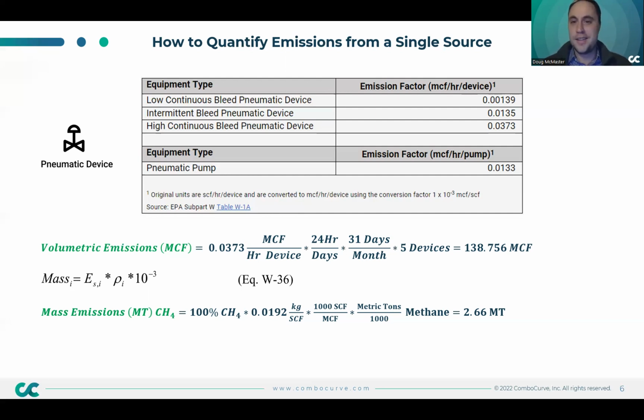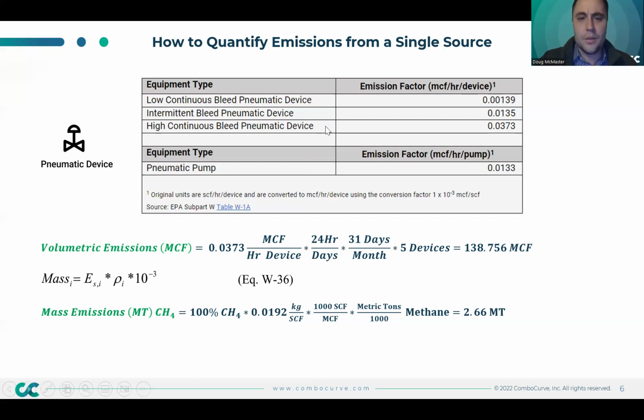So this is data inputs and assumptions that are available in the subpart W reference material on the websites. It's an excellent body of work. It's very time consuming, it's very detailed, but if you're using that framework to estimate your emissions, you would have to go and read those tables.